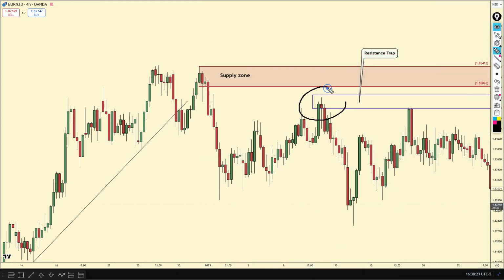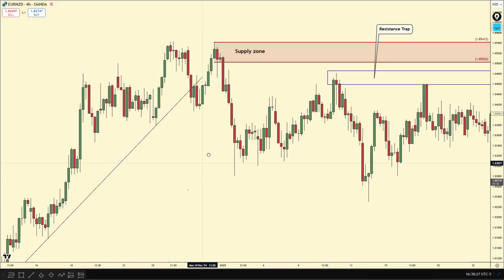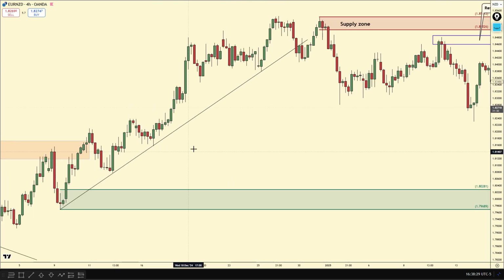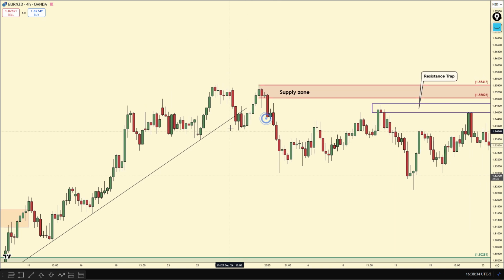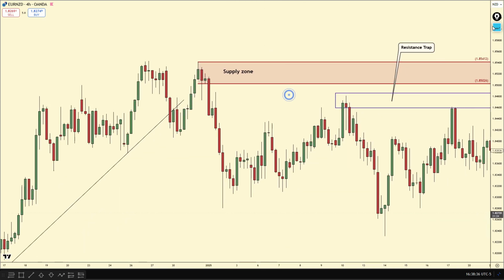So we talked about the resistance area right before our supply zone, but now let's talk about the supply zone. We had a very, very good looking upward trend, I would say, on the 4-hour time frame. And that trend was broken. It wasn't really broken by this supply, but this is kind of the origin of this entire move down.